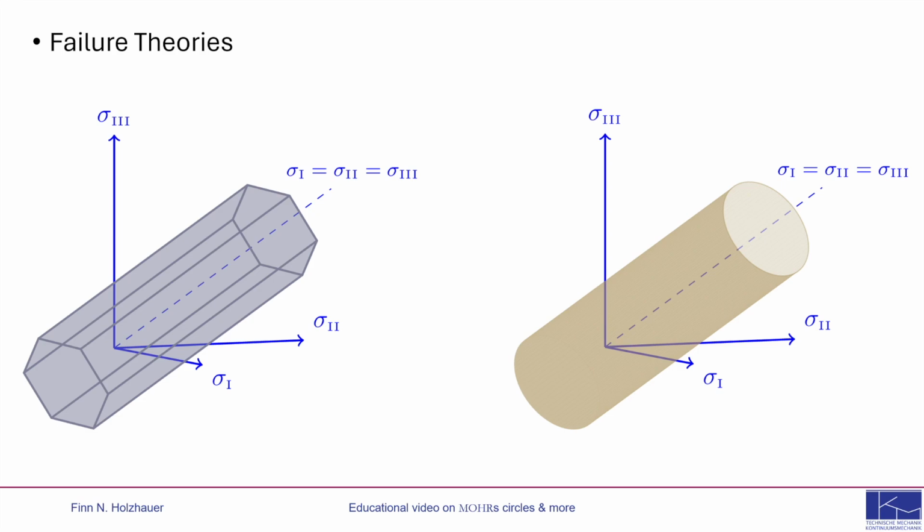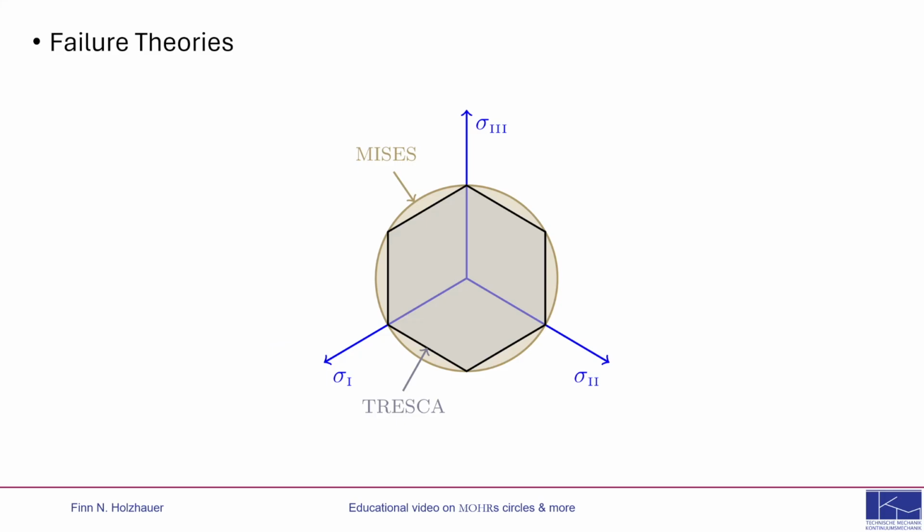According to the shear stress theory, the left prismatic shape forms the failure surface. According to the distortion energy theory, the right cylindrical surface results. Both bodies extend along the hydrostatic axis, where all principal stresses are equal. Viewed perpendicular to the hydrostatic axis, it becomes clear why the von Mises failure theory is somewhat more accurate.